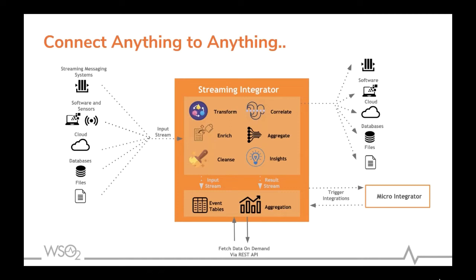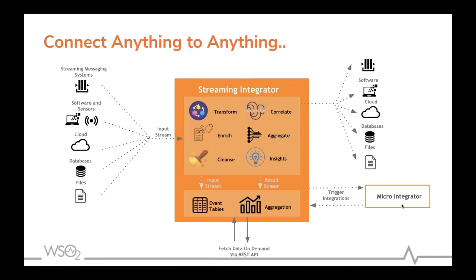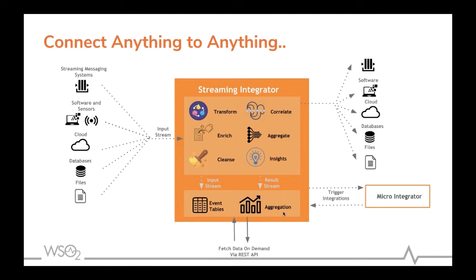I would also like to bring your attention to the fact that the Streaming Integrator is closely integrated with WSO2 Micro Integrator, which is another product under the WSO2 Enterprise Integrator 7 product suite. We'll talk more about that a little later. And not only can you integrate data with the destination in real time, it also lets you fetch data on demand via a REST API using ad hoc queries.